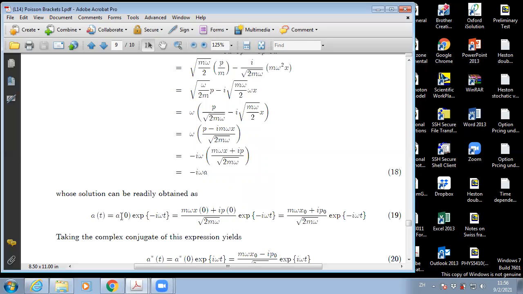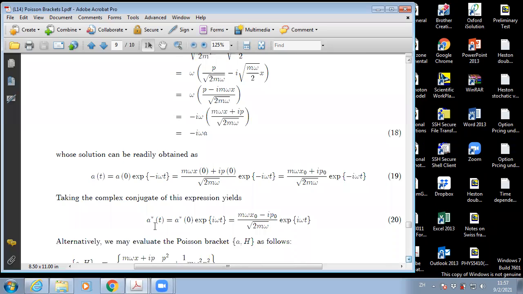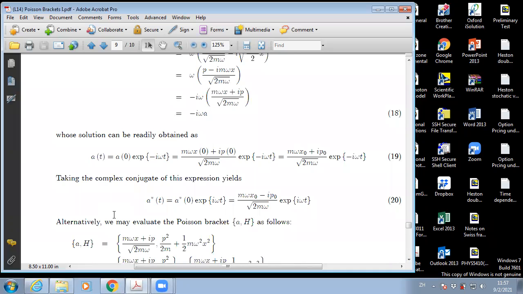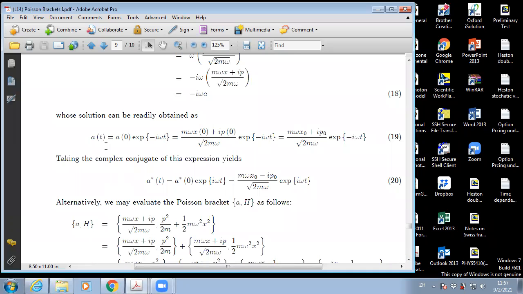What is A at t equal to 0? We can express it in terms of x at t equal to 0 and also p at t equal to 0, i.e. the initial conditions. So we find A(t). Taking the complex conjugate, we get A star (t), very simple. So we can find A(t) and A star (t) right away.